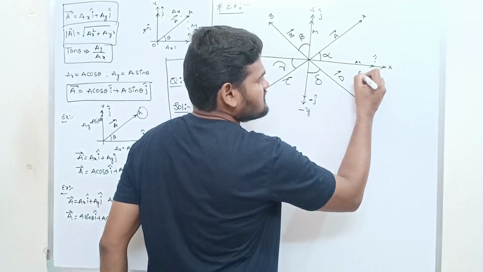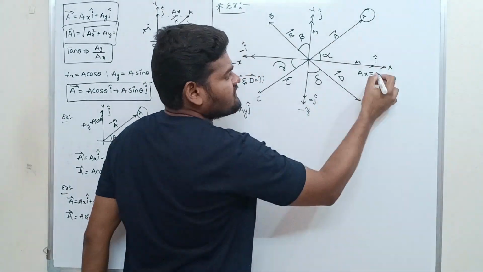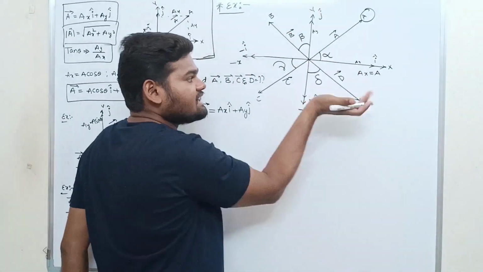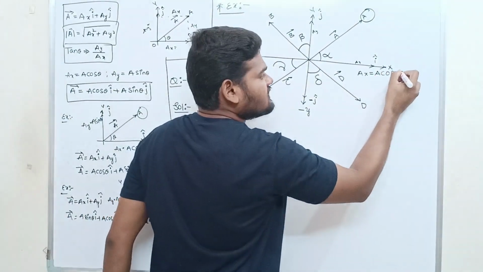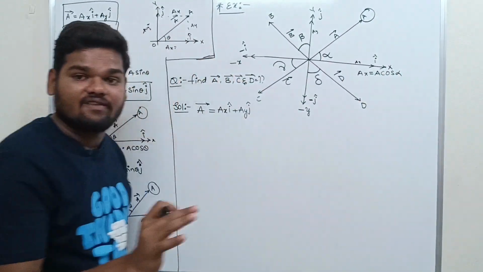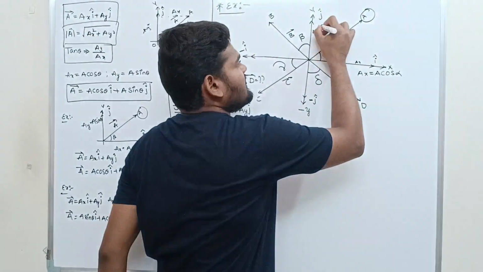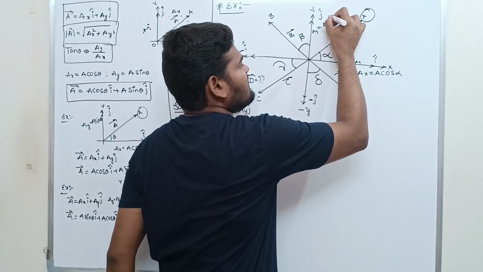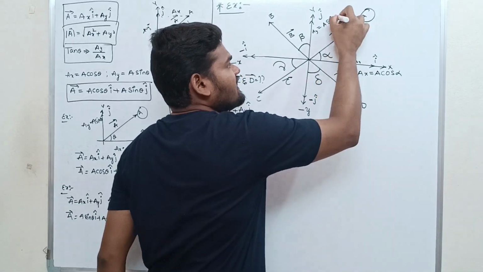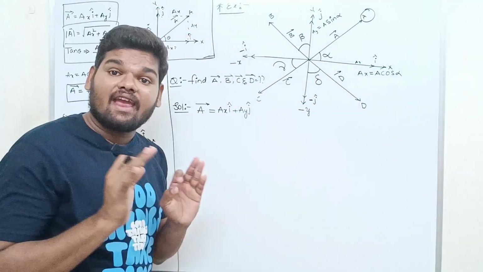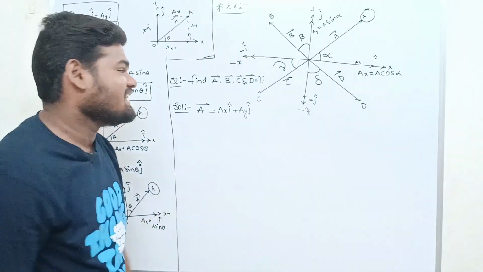We get ax is equal to what? The magnitude of this vector along the theta side: A cos theta. In place of theta, we have alpha. That's it. And perpendicular to this, ay is equal to A sin theta, but in place of theta, we have alpha. Finished. Any difficulty? No difficulty, right?